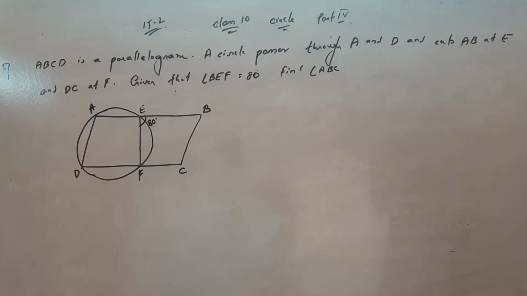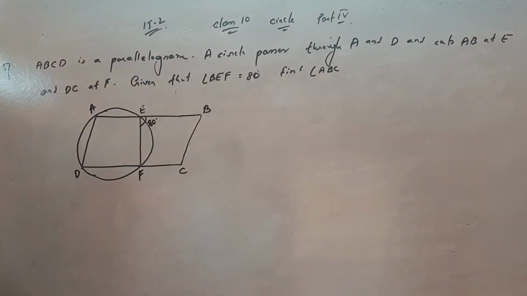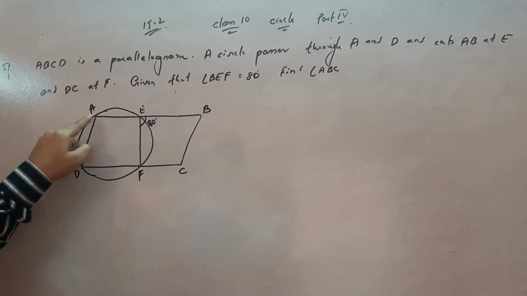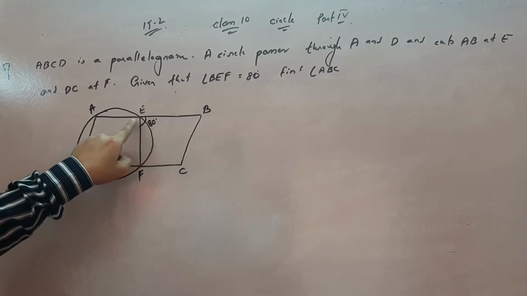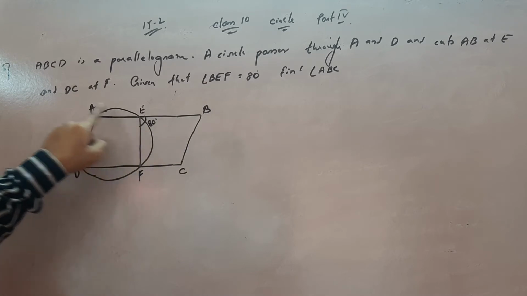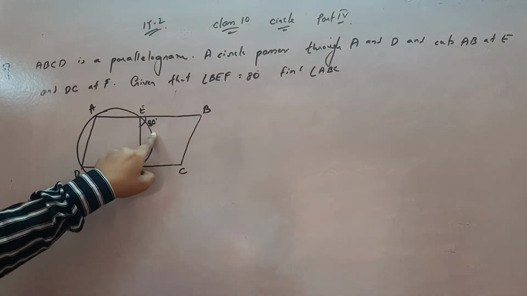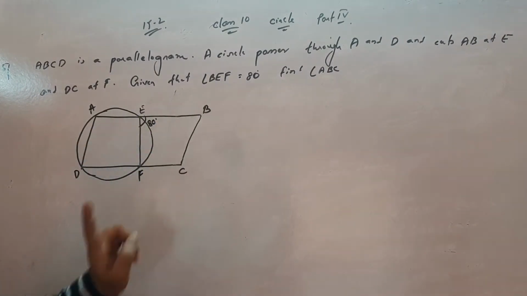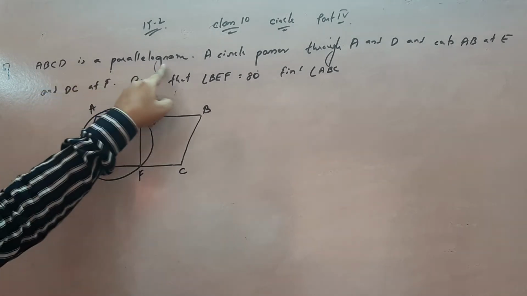It's time for question number 5, subpart 1. In question number 5, see that ABCD is a parallelogram. A circle passes through A and D, and cuts AB at E and DC at F. Given that angle BEF is 80 degrees, find the value of angle ABC. Clearly mention that ABCD is a parallelogram.